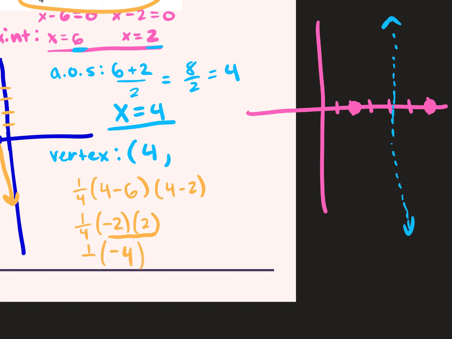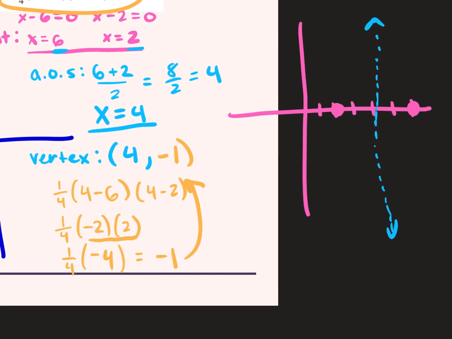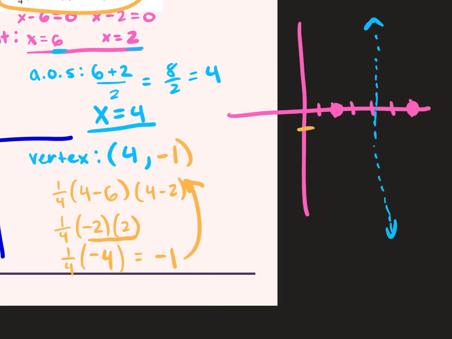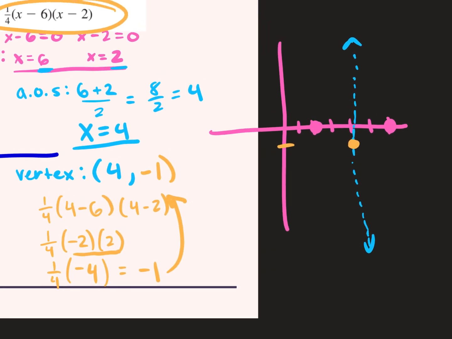And what's -4 times 1/4? -1. So the second number in my vertex is -1. So I'm going to plot that point. I'm going to go to the right 4 and down to -1. Once we have our 3 points, we can graph our parabola. So this is going to be a wide parabola.